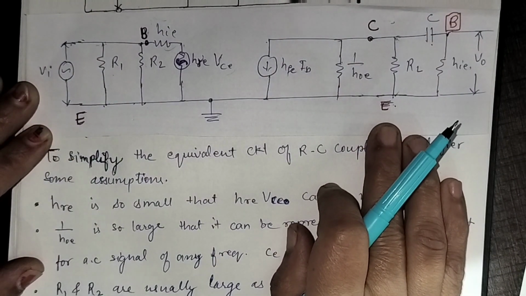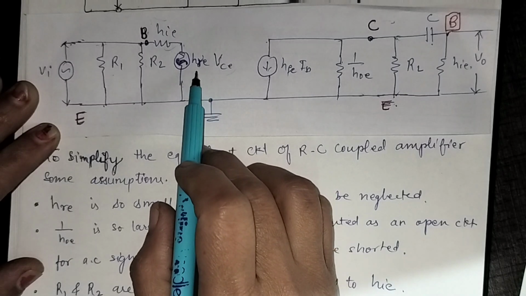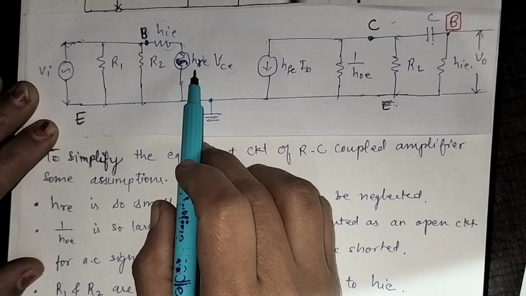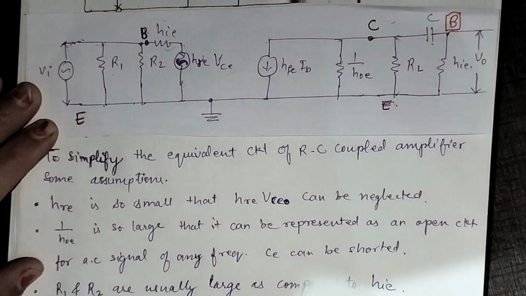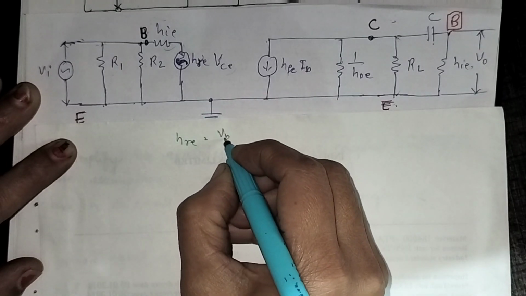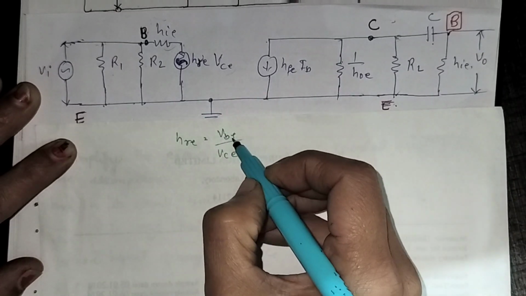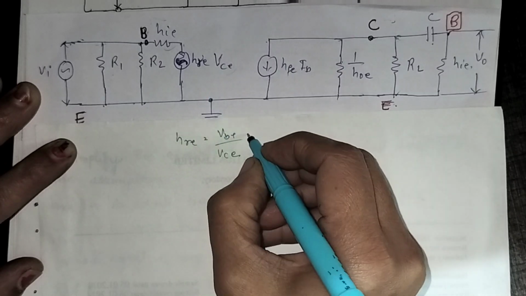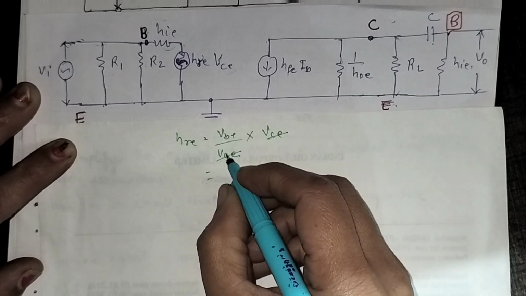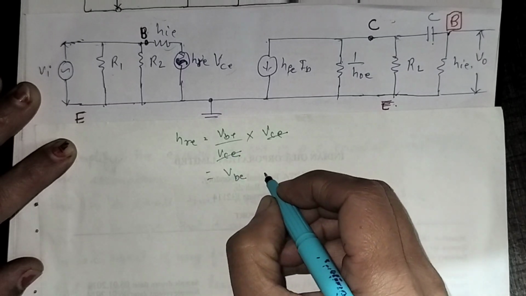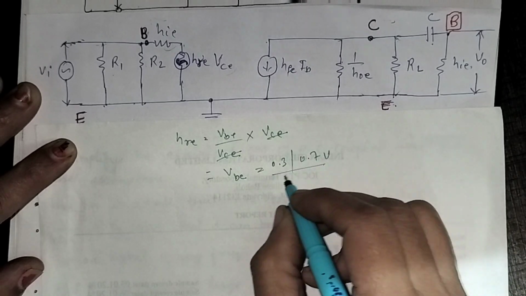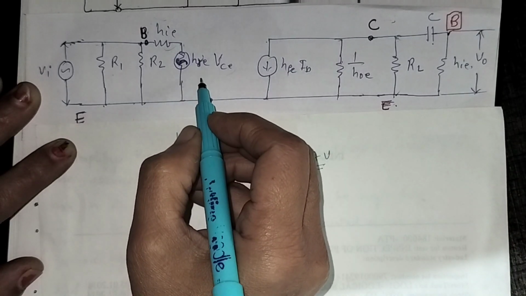Now we will simplify the circuit by making some assumptions. Here this HR is the reverse voltage gain. The value of this reverse voltage gain is very small, so we can neglect this branch, meaning this voltage can be neglected. This is HRE. This HRE is equal to VBE upon VCE. So when we multiply this HRE by VCE, it is almost equal to VB, and the value of VB is 0.3 or it may be 0.7 volt. This value is very small, so we can neglect this voltage.